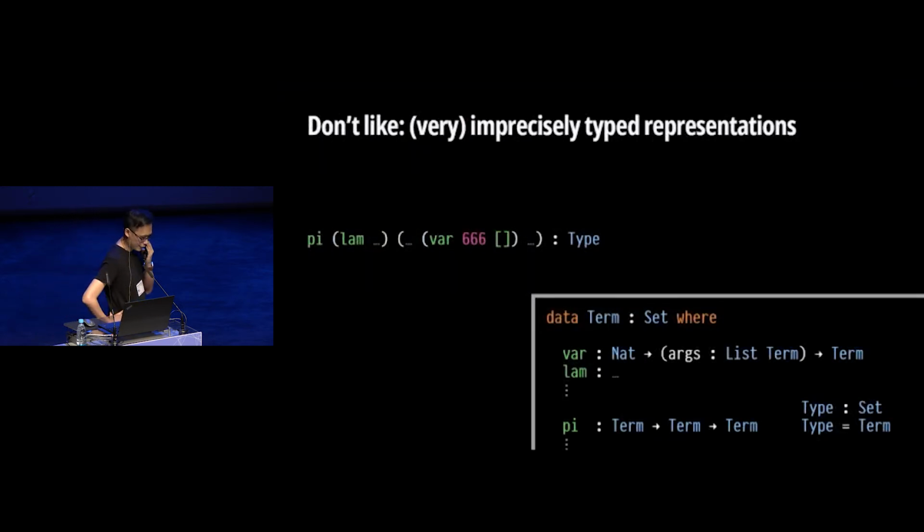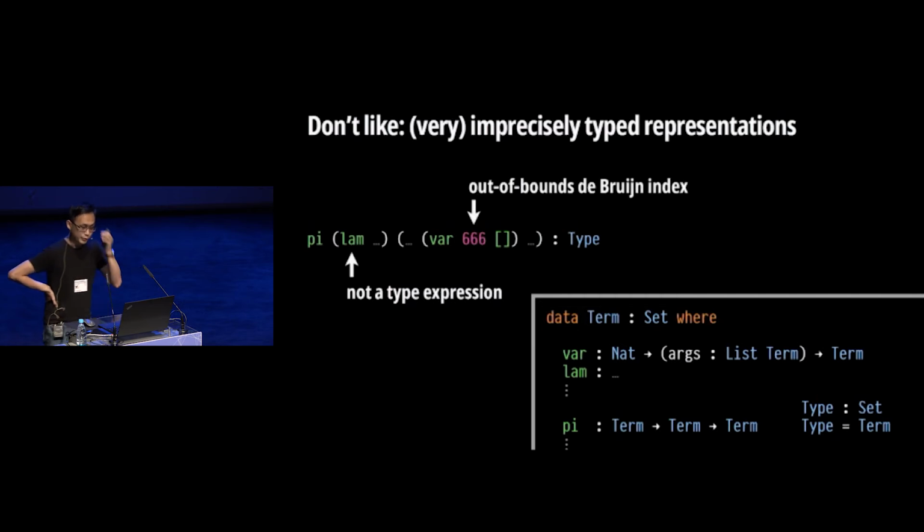Okay, so that sounds good, but actually we don't like it because the representations are very imprecisely typed, and as Agda programmers, we hate that. So here the example is something like we're trying to write a pi type, but we may accidentally supply a wrong kind of expression, and we may supply an out-of-bounds de Bruijn index. And this makes writing generic constructions using purely Elaborator reflection very difficult and very error-prone.